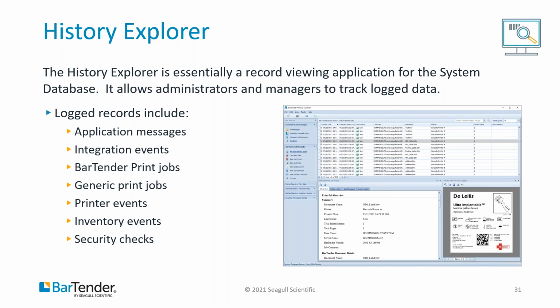And in the History Explorer, we can take a look at application messages, integration events, BarTender print jobs, perhaps the more important one, generic print jobs that are recorded by Printer Maestro, likewise printer events and inventory events, again through Printer Maestro, and also security checks. So who did what and when. This can all be viewed within the History Explorer application.